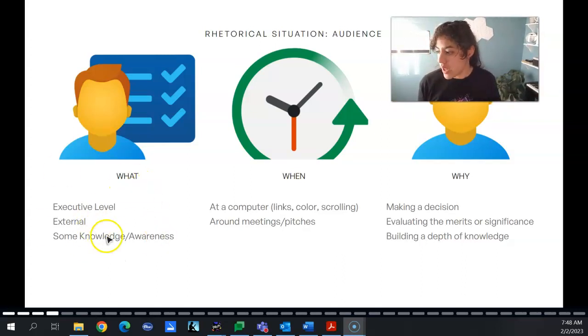So when we think about the what, the people who actually want your full, long, very formal, dense report probably are going to fall into these categories of clients, external people you're trying to kind of hook, or executive level folks in your own organization trying to make a decision. When you think about when, most often they're actually going to be at a computer, which means we can put in links and color and expect them to scroll and skip through.